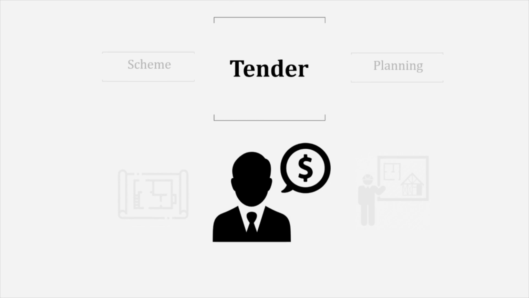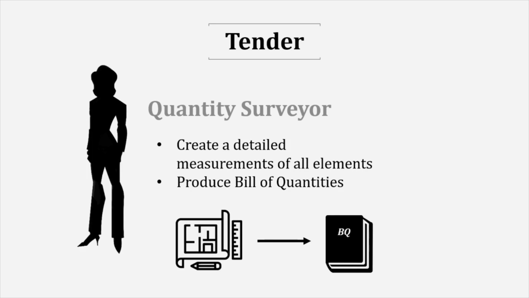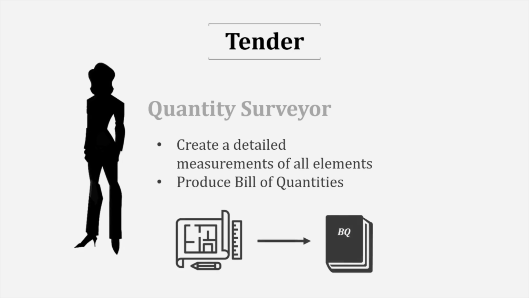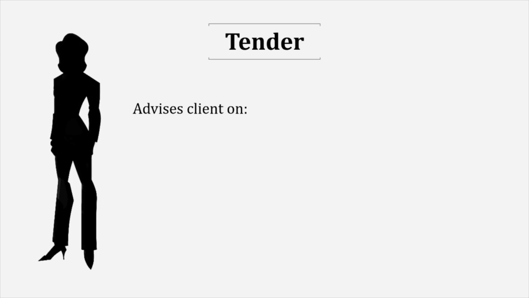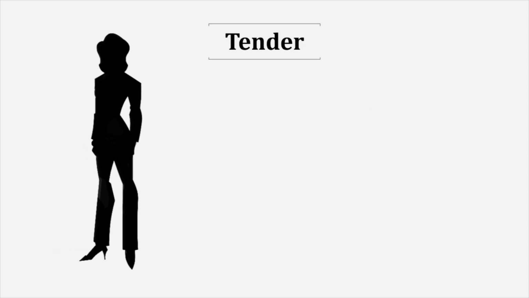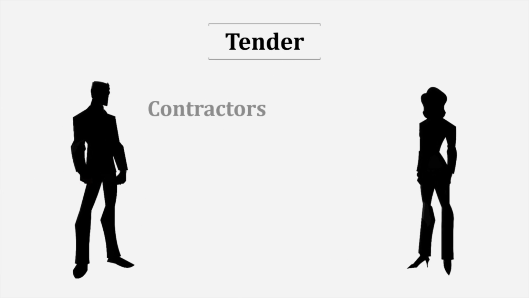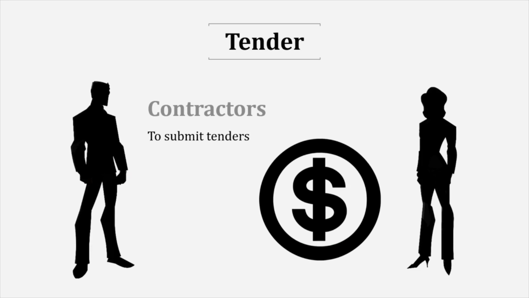The first thing that occurs is that the quantity surveyor will create a detailed measurement of all the elements in the proposed building and produce a bill of quantities based on the design of the consultants. Then, the quantity surveyor will advise the client on procurement, tendering, and contractual procedures and arrangement. After that, the quantity surveyor will shortlist suitable contractors with client approvals and invite the contractors to submit tenders.